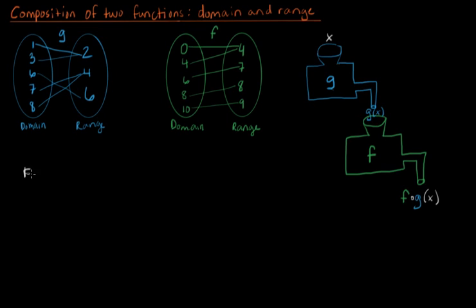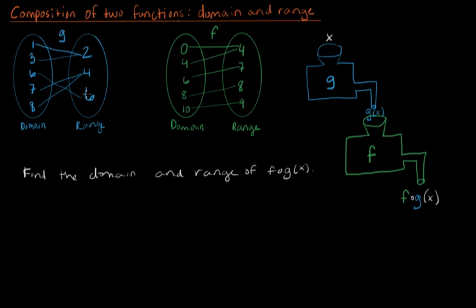So find the domain and range of f of g of x. Okay, so that means that we're doing the g function first. So g happens first. These are the domain values, so these are the inputs, and these are the outputs.